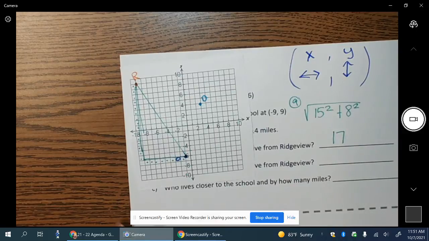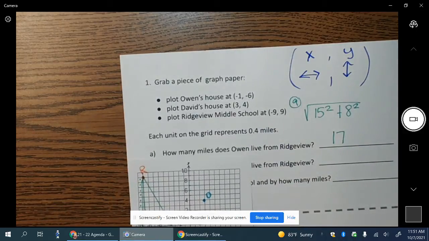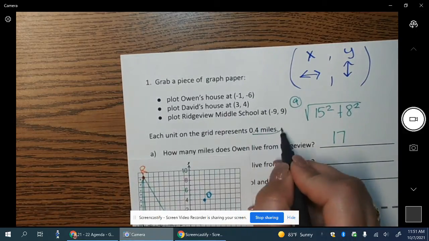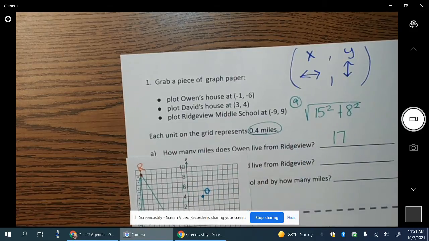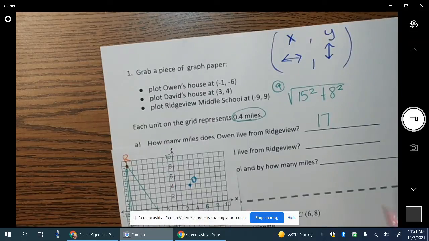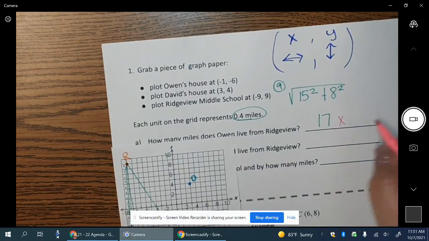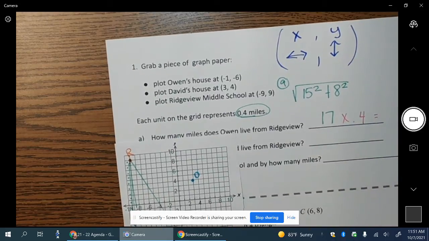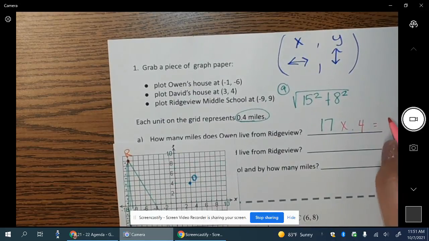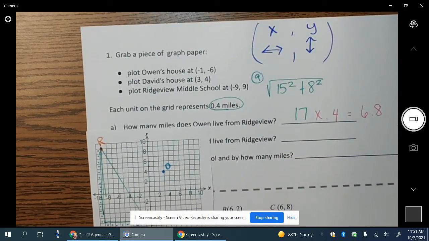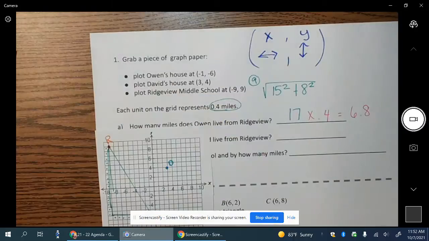When you do that, what do you get? 17. Okay, is it 17 miles? No, because it tells me that each unit represents what? 4/10 of a mile. So what's that last step? Times it by what? By 0.4. And what do you get? 6.8 miles. Okay, everybody okay with that?